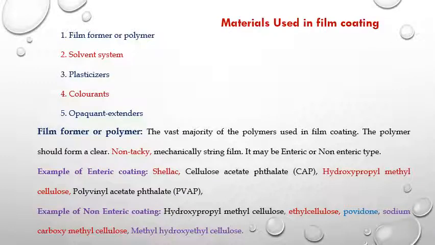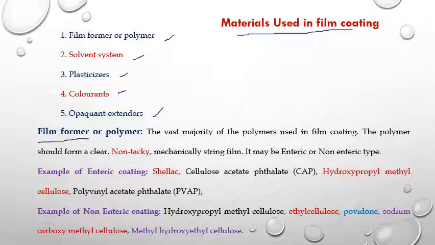Now the materials used in film coating. This is an important section in film coating. There are different types of materials we use in film coating. First is a film former or polymer. Second one is a solvent system. Third one is plasticizer. Fourth is colorant, and fifth is opacifier extenders.